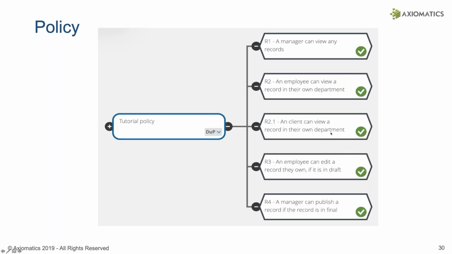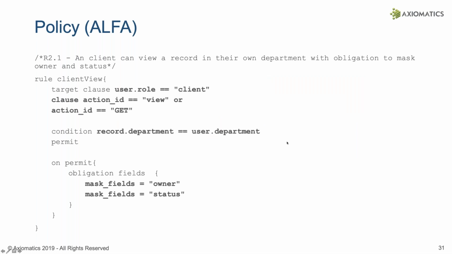So we're going to see this in detail, what this entails. If we take the same policy, but look at it in our ALFA representation, ALFA is a domain-specific pseudo language to express XACML policies. It's something that Axiomatics came up with, and we handed over to the OASIS Technical Committee for Standardization a while back. So you can see here the R2.1 scenario represented in ALFA, and here's the full-blown description of it.